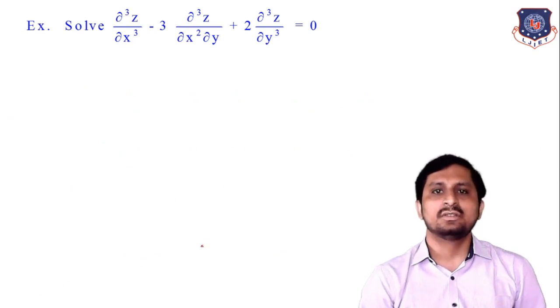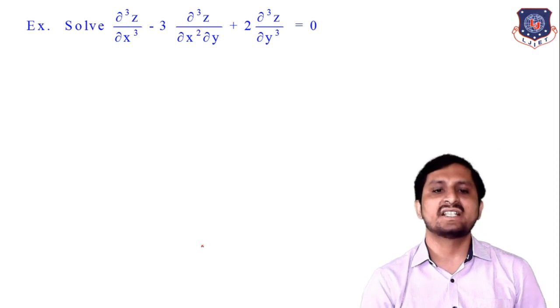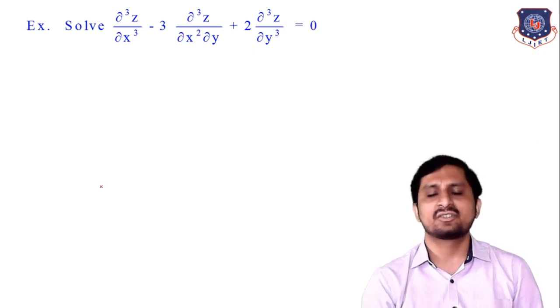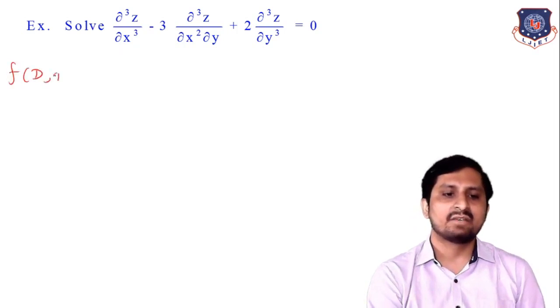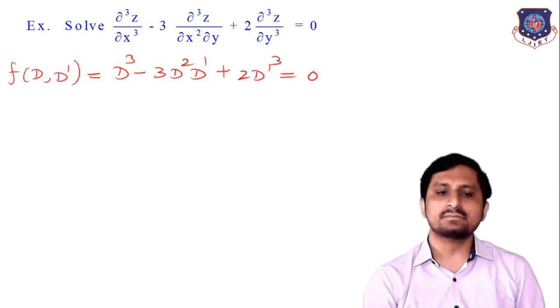Okay, so this is our next example. Solve del cube z by del x cube minus 3 del cube z by del x square del y plus 2 del cube z by del y cube equal to 0. This example is quite different, so try to understand very carefully. Now first of all, what is the equation of f(D, D dash)? It is D cube minus 3 D square D dash plus 2 D dash cube equal to 0.